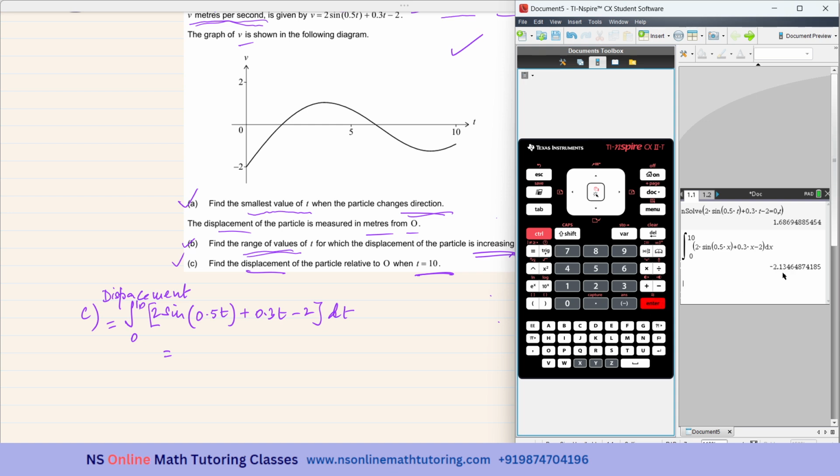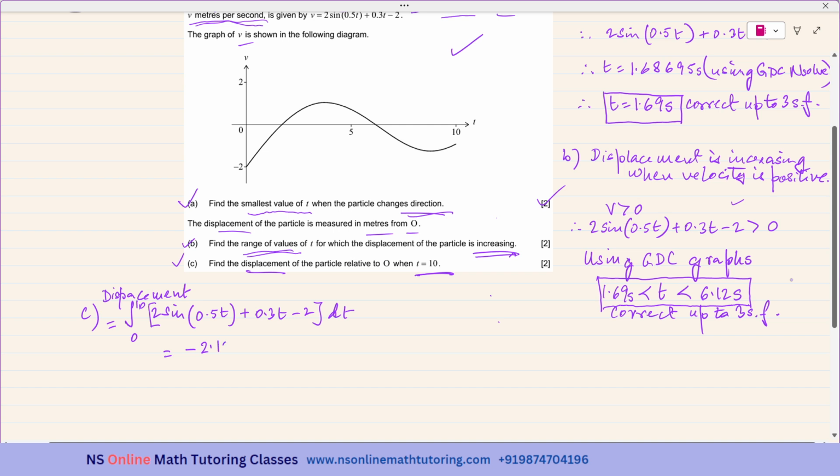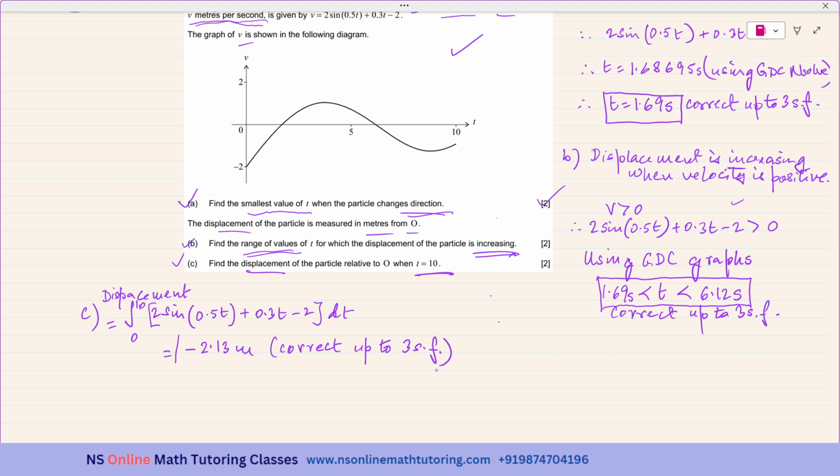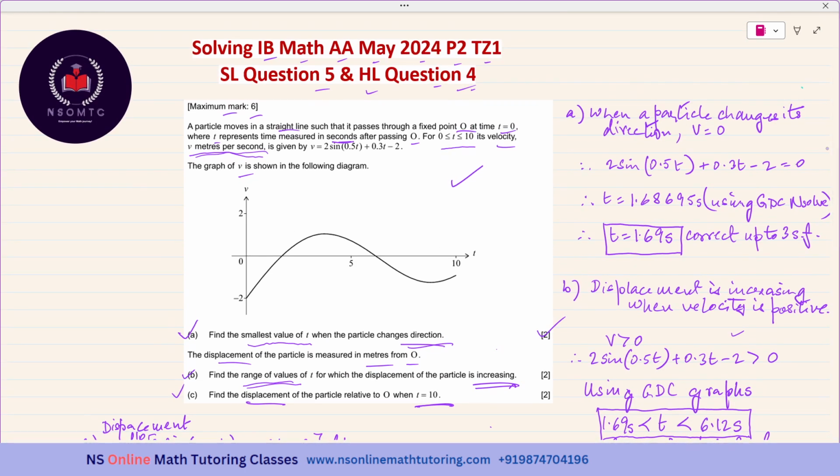So it is minus 2.13, and this is the final answer that I'll be giving. I'll be taking only up to 3 significant figures. It is minus 2.13 meters, correct up to 3 significant figures. This is the final answer. Fine, so we have completed solving this question.